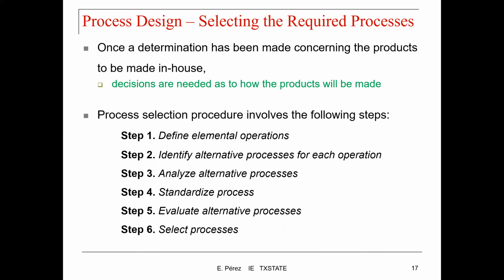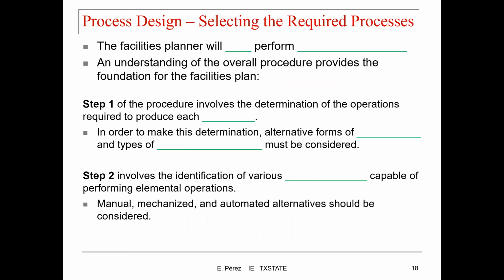So we have the options, then we analyze the alternative processes. We decide which one is better, and we standardize the process. We evaluate alternative processes, and then select the processes, which is the final step. The facilities planner will not perform process selection. Understanding of the overall procedure provides the foundation for the facilities plan.